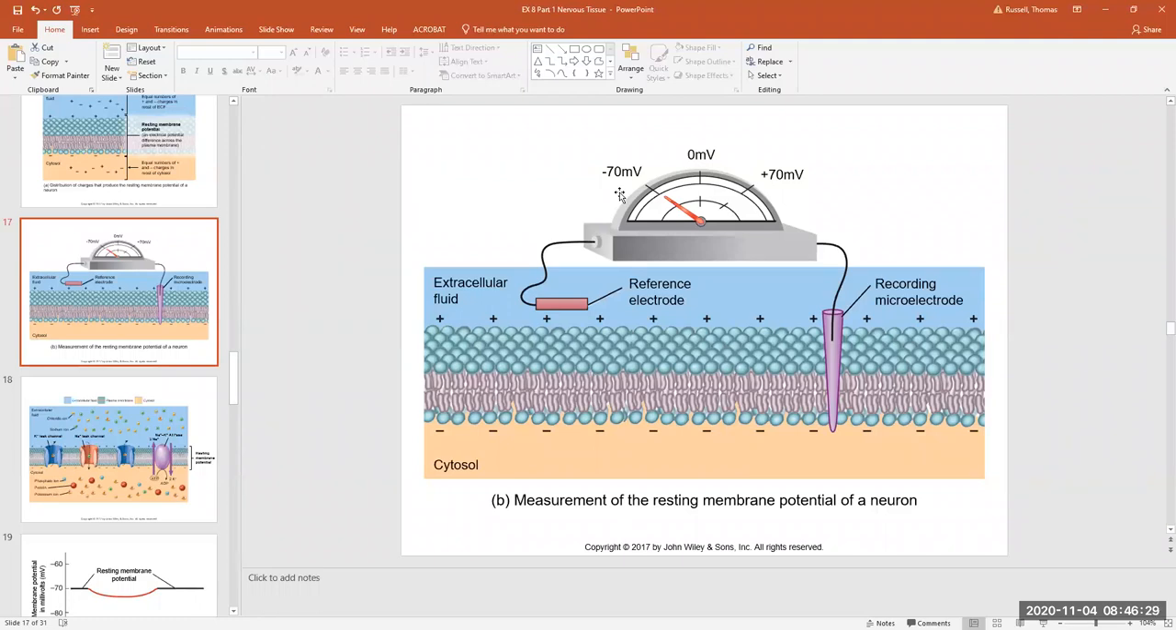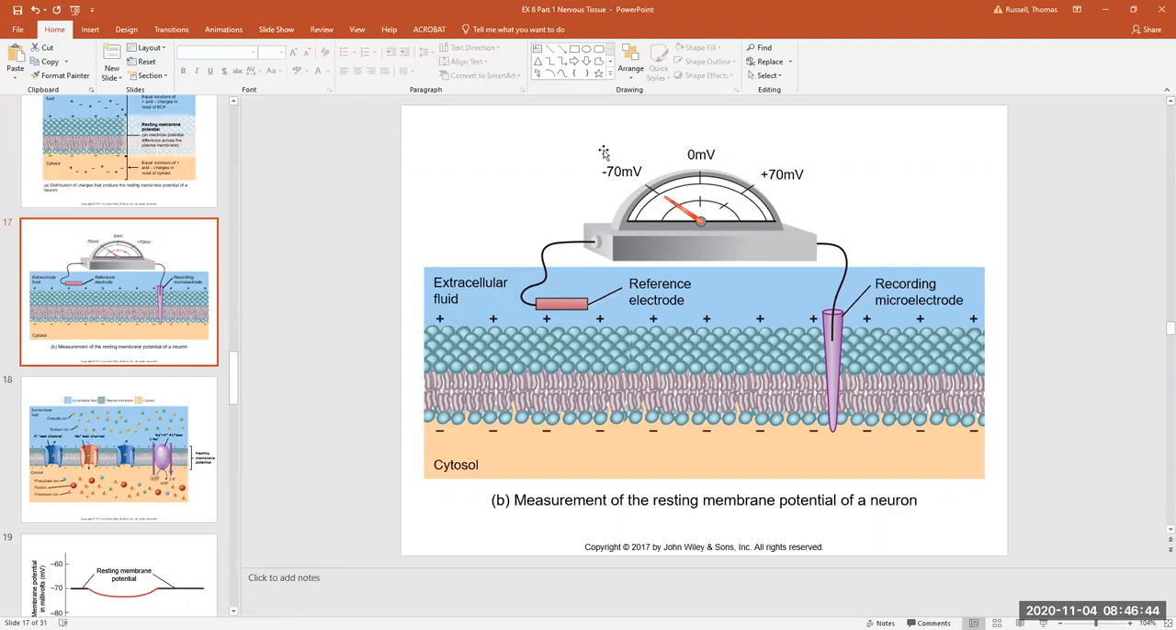Now, in many neurons, the resting membrane potential is a minus 70. In skeletal muscle tissue, it's like a minus 70. In cardiac muscle tissue, it's like a minus 90. So the numbers can change depending on the cell.